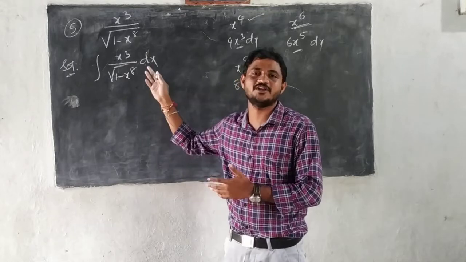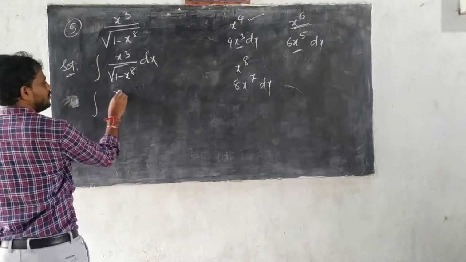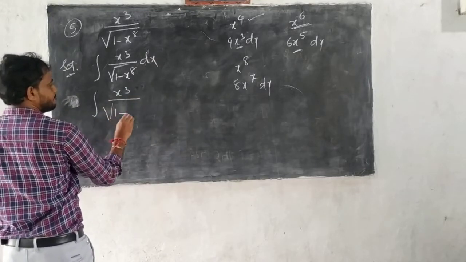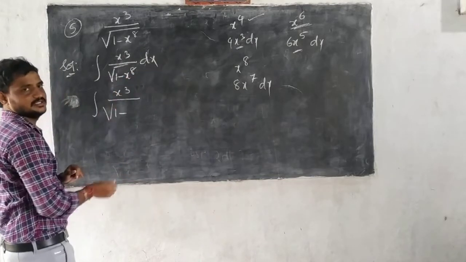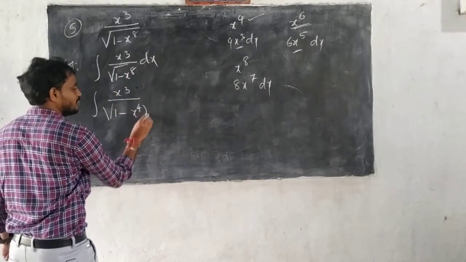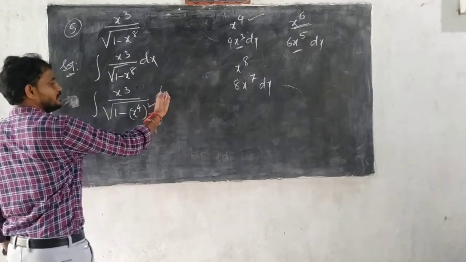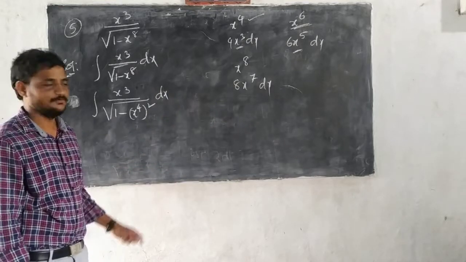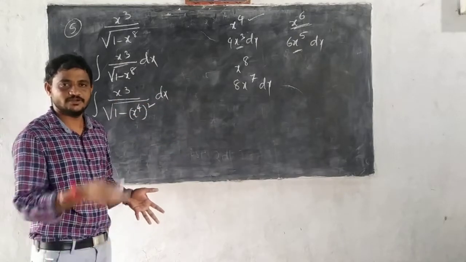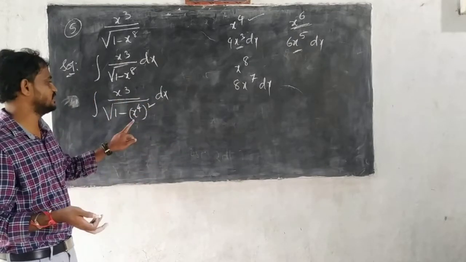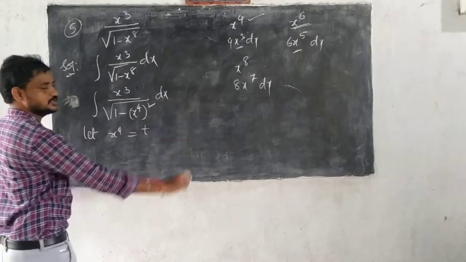But here x to the power of 4 is not there directly. But we can write it. How? Here we have x to the power of 8, so we can write it as x to the power of 4 whole square into dx. Now x to the power of 4 is a function and x cube is its derivative. So we have to consider the function as t. Let x to the power of 4 equal t.